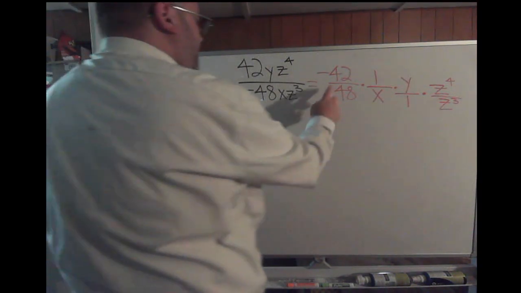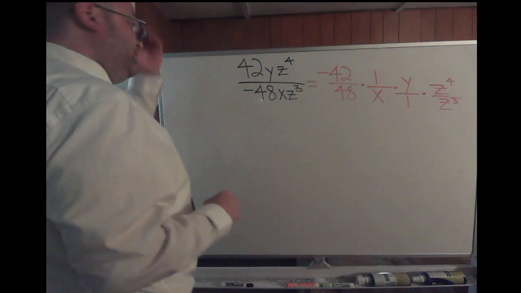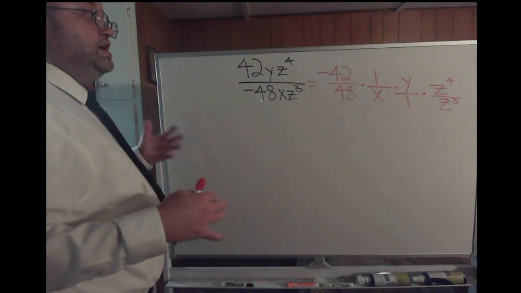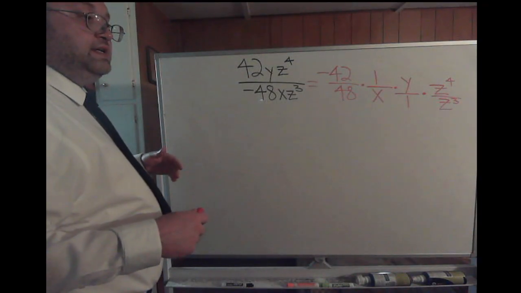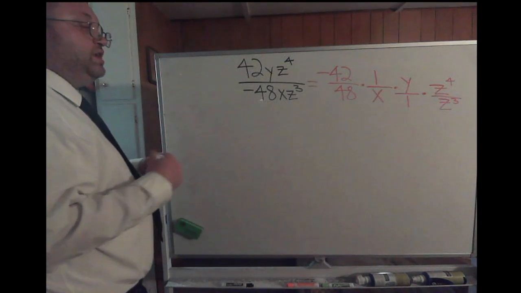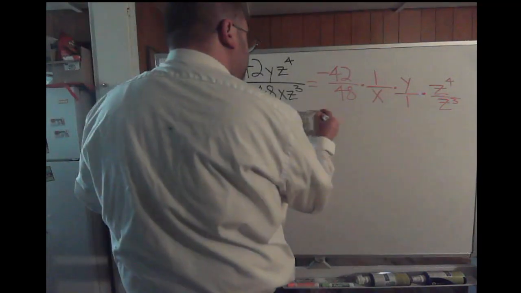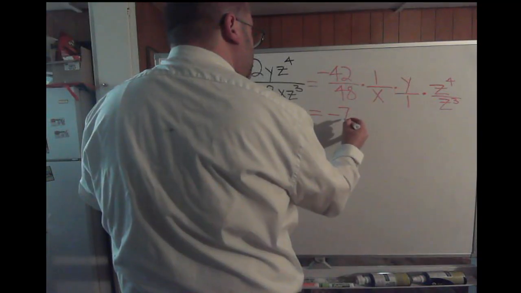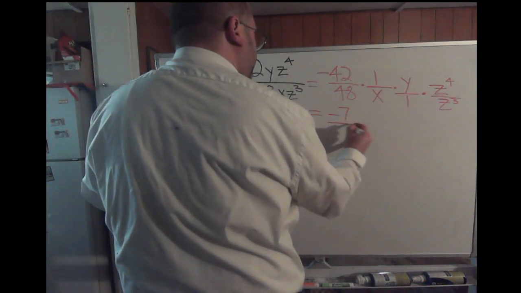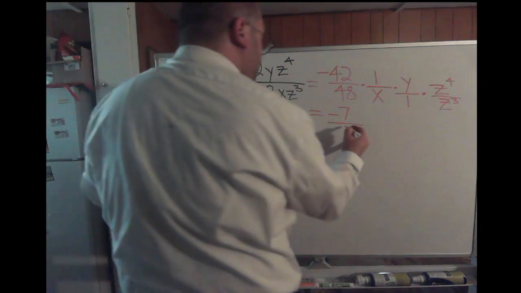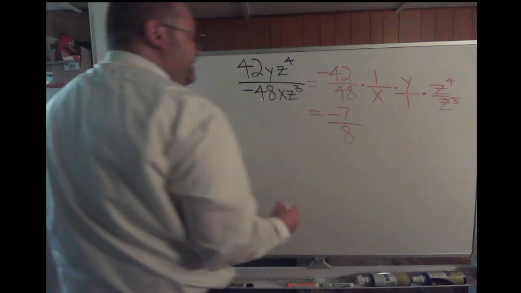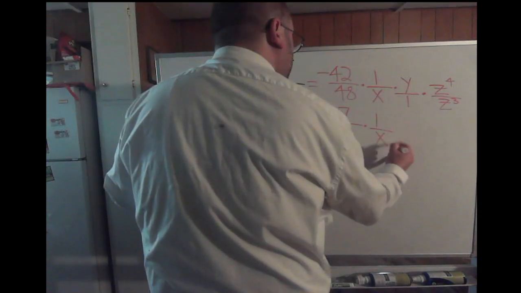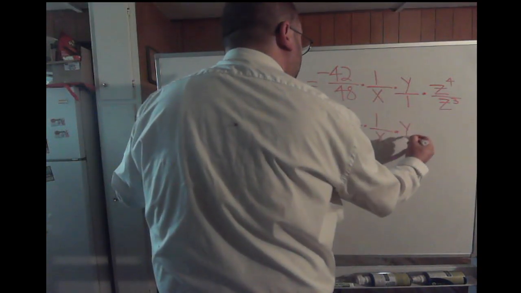First, let's deal with our constants, our negative 42 over 48. What is the greatest common factor of 42 and 48? I'm going to say it'd be 6, right? If we take negative 42, divide that by 6, you'll get negative 7. You divide 48 by 6, you should get 8. So you'll have negative 7/8 times the 1 over x, that hasn't changed, times your y over 1, that hasn't changed.